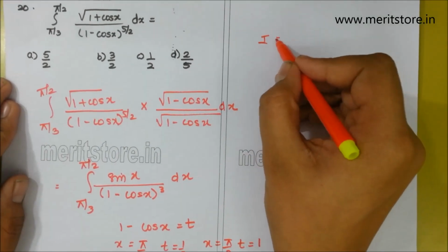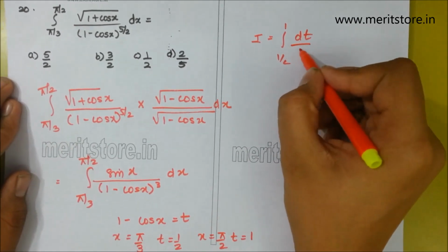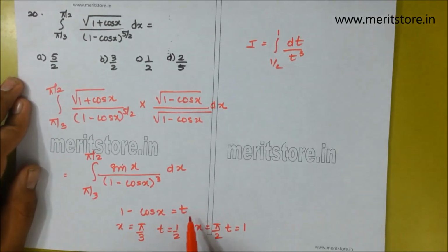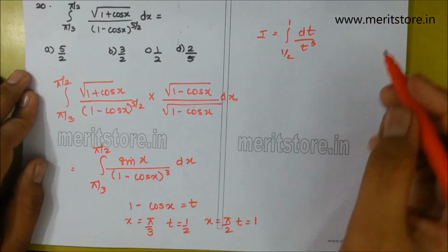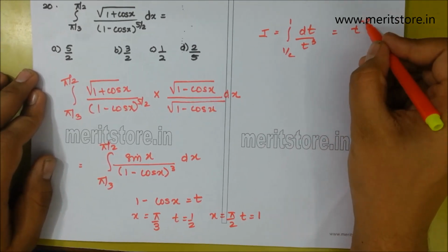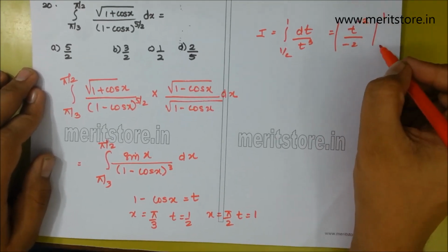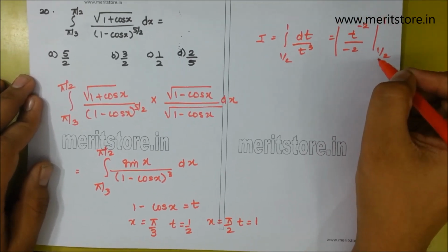Therefore I, that is the integration, becomes from 1 by 2 to 1 dt by t cube. After reducing it to t, substituting the value for t and dt, now what we get is t raised to minus 2 upon minus 2 from 1 to 1 by 2, that is upper limit is 1 and lower limit is 1 by 2.